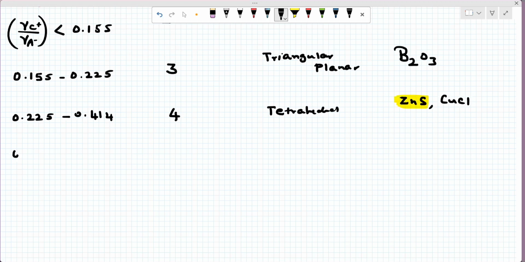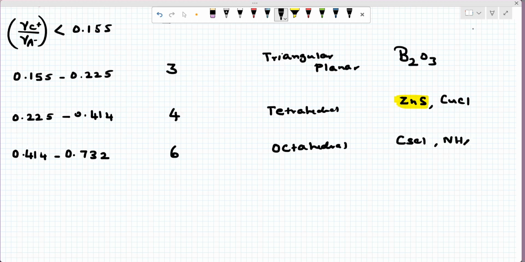Now the value becomes 0.414 to 0.732. The coordination number is 6, octahedral. Examples of octahedral are sodium chloride and ammonium bromide. Why is it important? We are going to discuss it. They have already asked it in the exam.